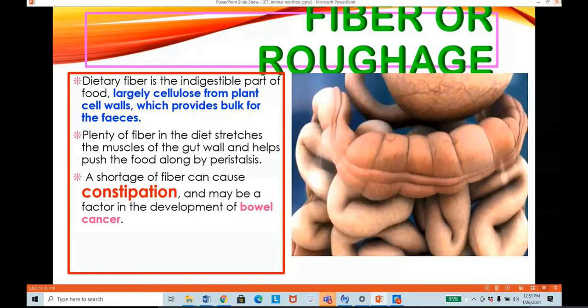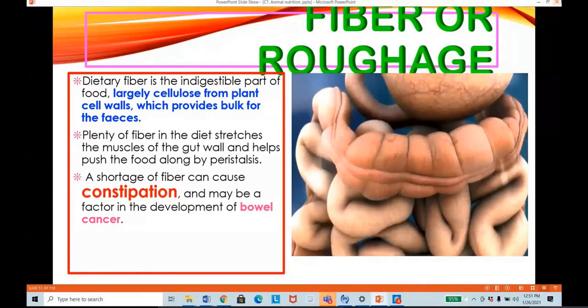The regular contraction and expansion of the intestine is known as peristalsis, which helps in the movement of the food further in your intestine. Okay, so the intestines expand and contract, pushing the food further. So if there is a shortage of fiber, it can lead to constipation and may be a factor in the development of bowel cancer. Okay, so constipation is a very serious condition, ladies, wherein you are not able to remove the waste from your body.